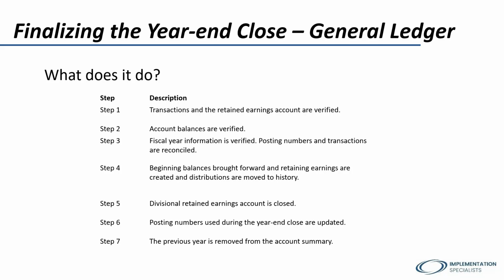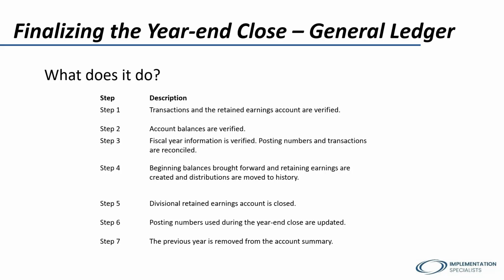It will verify the fiscal year information. The posting numbers and the transaction numbers are reconciled, just to make sure that the numbers that you're seeing are actually valid, similar to the reconcile process within the general ledger module itself. Your beginning balances are brought forward and your retained earnings are created and the distributions are moved to history. So it does take all the general ledger entries for that current year and moves it into the historical year.